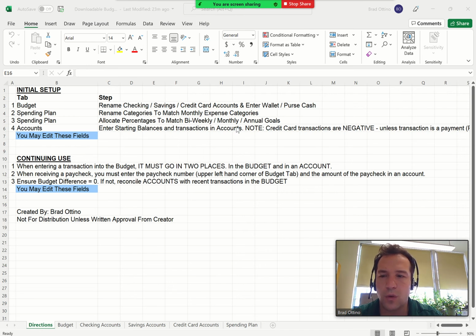In order to get started, please follow the directions to access this file through the description of this video. Once you download and open the file, you'll be greeted with this directions page. You can see there's only a few steps to initially get started, and there are a few steps just to continue using this program.